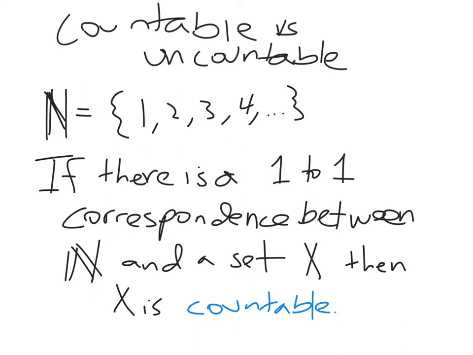To identify other sets as countable, if there's a one-to-one correspondence between N and the set X, then X is a countable set. So that means that there's some number in X that we're going to assign 1, and a second number that we're going to assign 2, and a third number that we're going to assign 3, and we're confident that through our correspondence, every single number in X is being counted by a number in N. In that case, we call the set X countable.